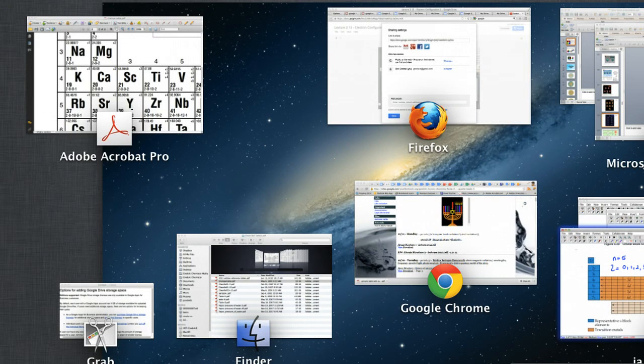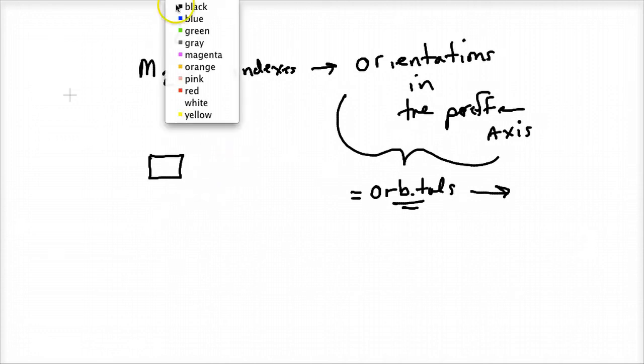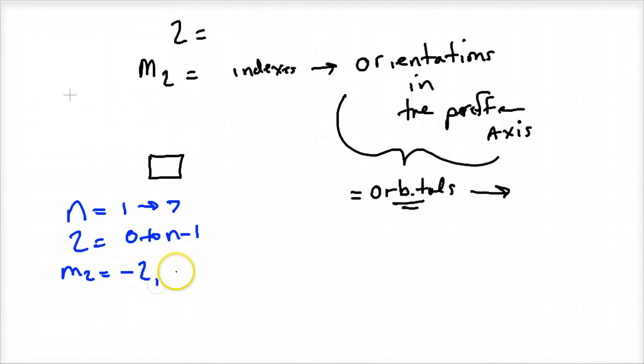We get it from the restrictions, or I should say the solutions, derived from, or in parts solved from, the Schrodinger equation. So how do we do that? Very simply. We know that n has a restriction. It's 1 to about 7. Then L has the range 0 to n minus 1. And now the m sub L quantum number is equal to negative L, whatever you need to do to get to 0, and then back to positive L.